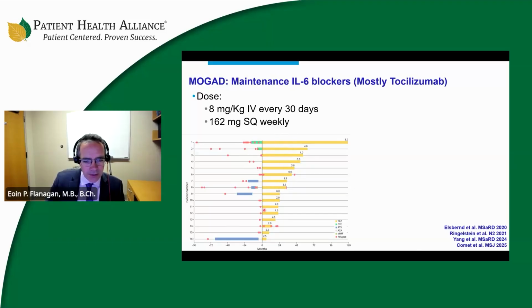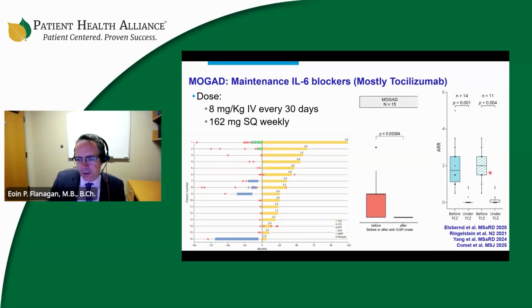So it looked very good in this observational study, not a clinical trial, but still looked very good. And it can be given IV or subcutaneously. And then there's a couple of other studies that looked at interleukin-6 receptor blockers with something called tocilizumab, and that seemed to work very well in those studies.